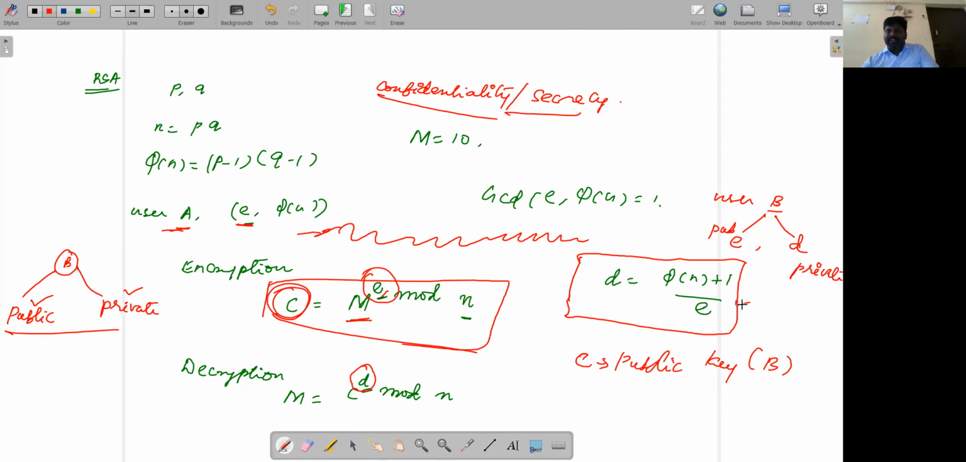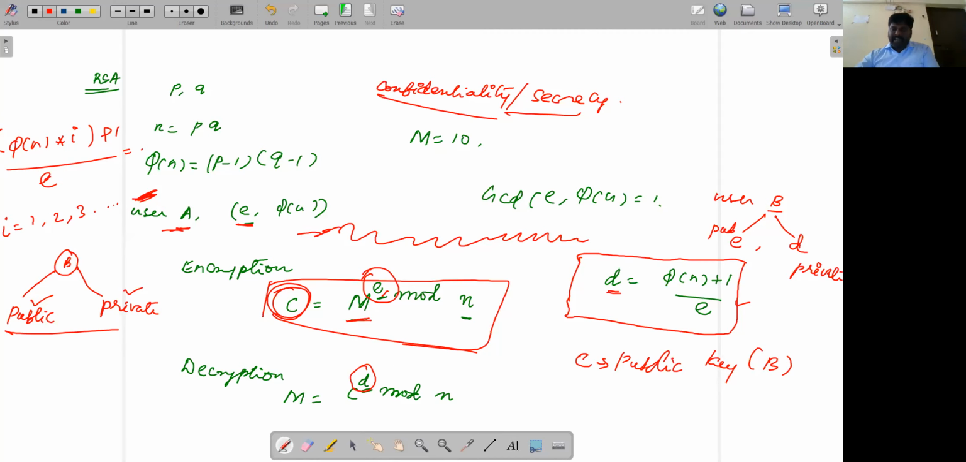If we substitute these values, phi of n, then one value, and then e, we will get the d value. So this formula varies depending upon the value. Sometimes we may use phi of n multiplied by i plus 1 upon e, where this i may start from 1, 2, 3 until you get a value with no remainder. You will get the complete number.